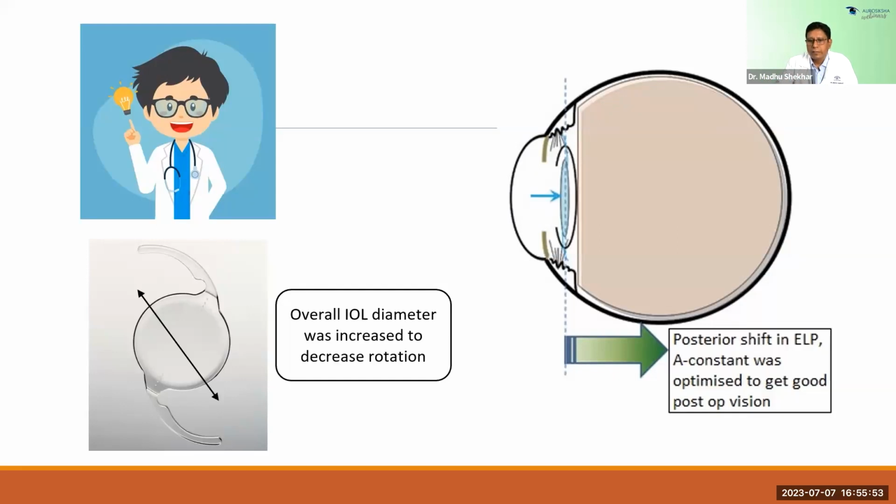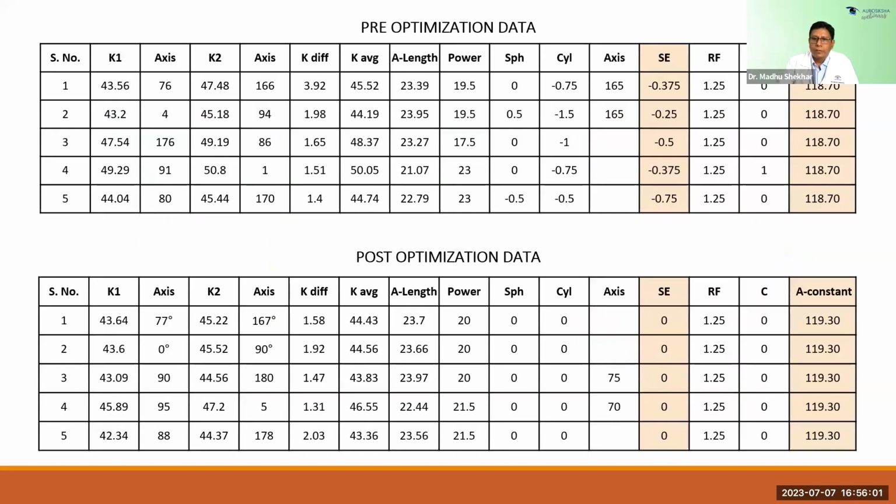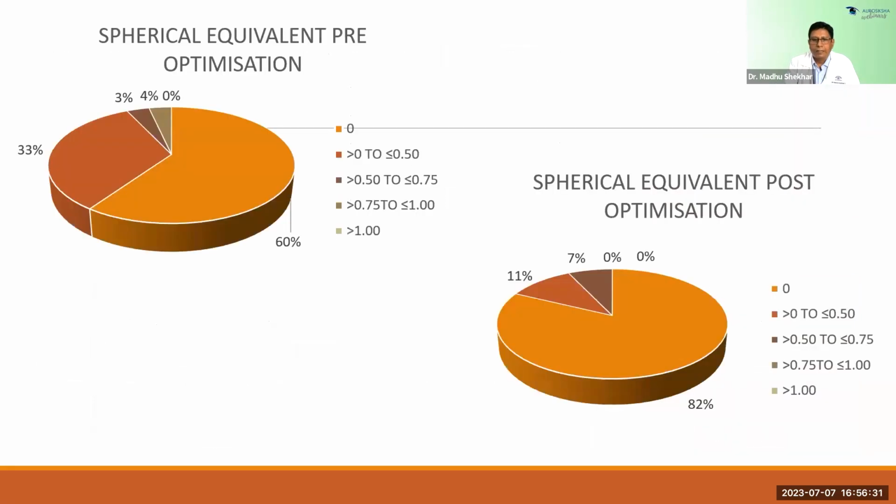So there was a posterior shift of effective lens position. So we need to optimize the A constant to get a good result. In this case, if you see the pre-optimization data, when we increased the total IOL size, the spherical equivalent was not close to 0. Previously we were using 118.7 for that IOL. After optimizing it to 119.30, we found that the spherical equivalent was close to 0. So we started using that constant.